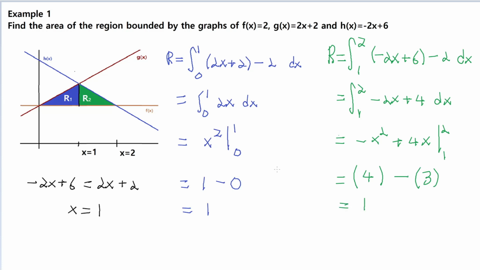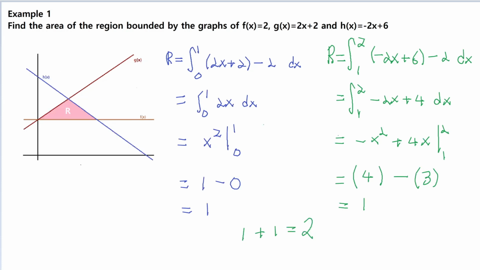Since the blue area was equal to 1 and the green area was also equal to 1, the total area is equal to 2. Now to find the area of the pink region, we needed to use 2 integrals to solve it because the top wasn't consistent throughout the entire area.